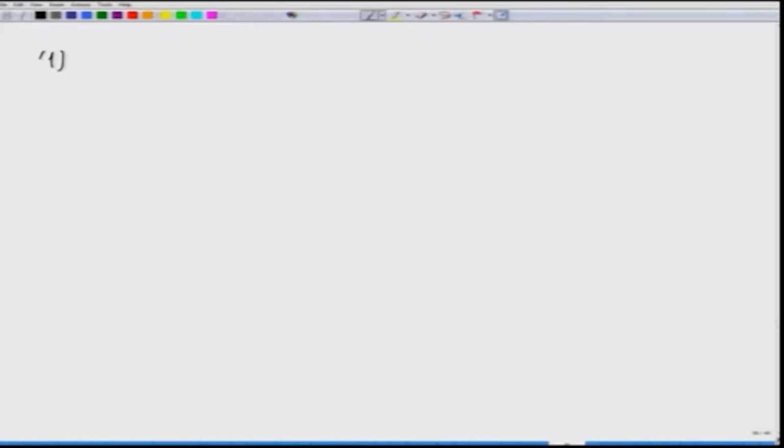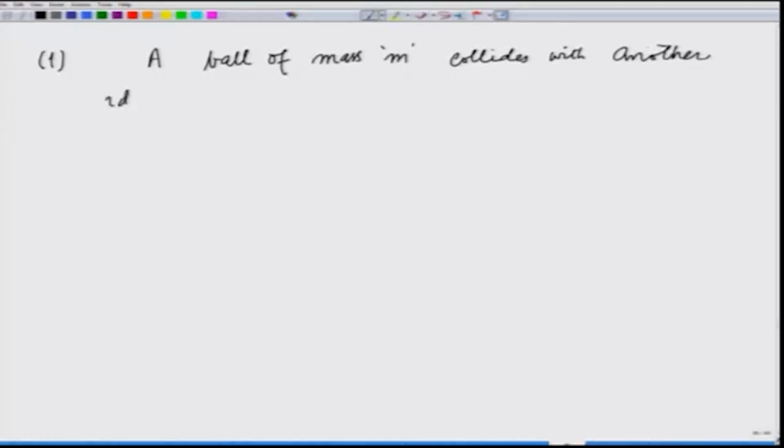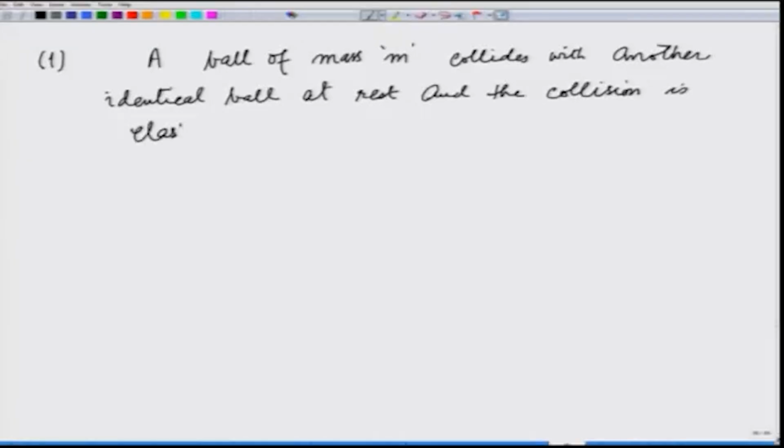So, in the first problem, we say that a ball of mass m collides with another identical ball at rest, and the collision is elastic. What that means is that the kinetic energy is not lost.